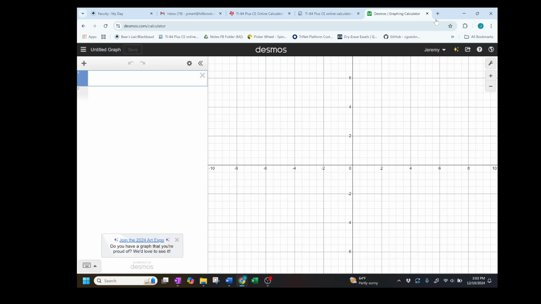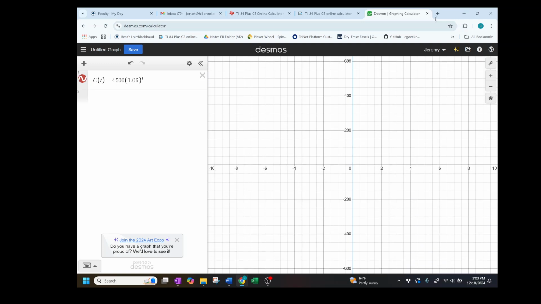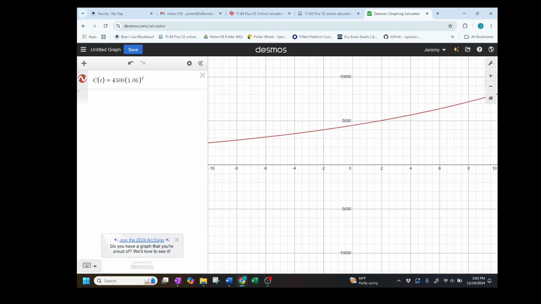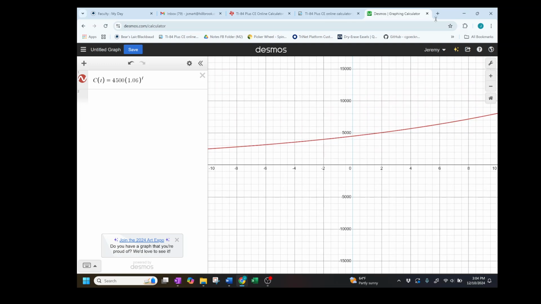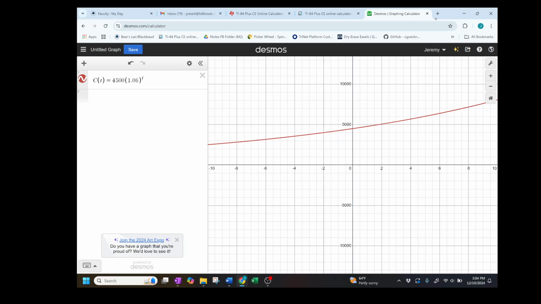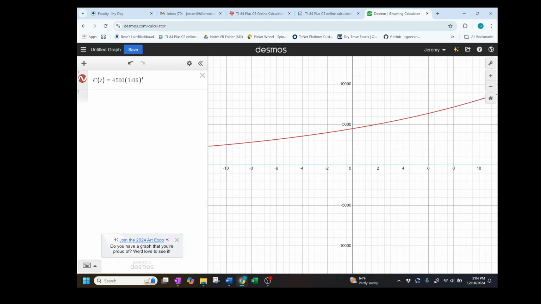Okay, so we're graphing C of t equals 4,500 times 1.06 to the t. Now you can't see it on here because the scale is way off. The y values are going to be in the several thousands, so let me click on this and zoom this way down, the y's. And you can see, oh, look, there's some of the curve right there. And then let me zoom in this way a little bit.